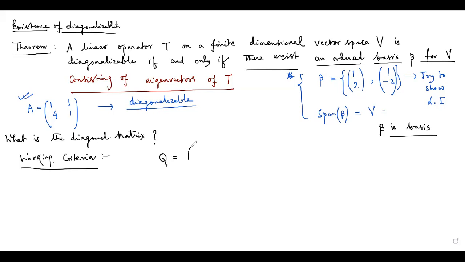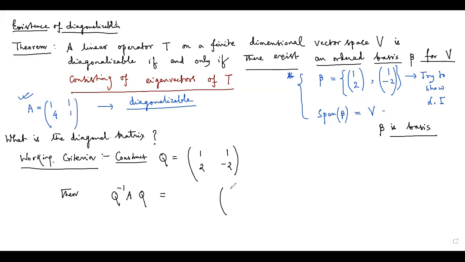We construct a matrix Q, whose columns are actually the eigenvectors of the given matrix of the transformation. Then you calculate Q inverse AQ. Find Q inverse AQ.